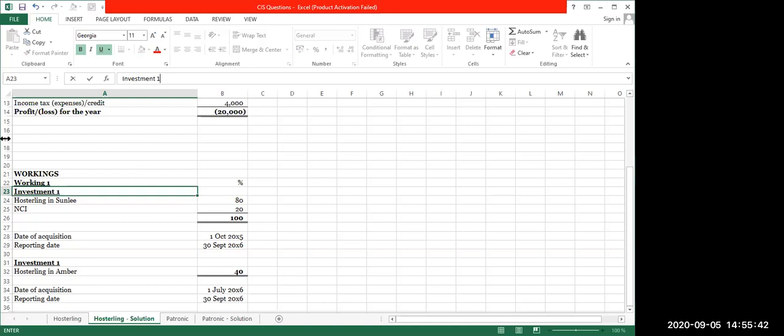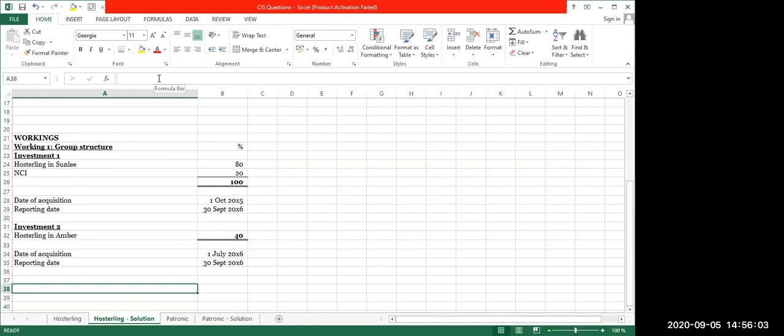So this will be investment two. And working one is about group structure. Okay, we have fished out what we need to fish out from the group structure. We move to working two. And remember, our working two is an analysis that shows the adjusted line items. This is driven by what we meet in the additional information.